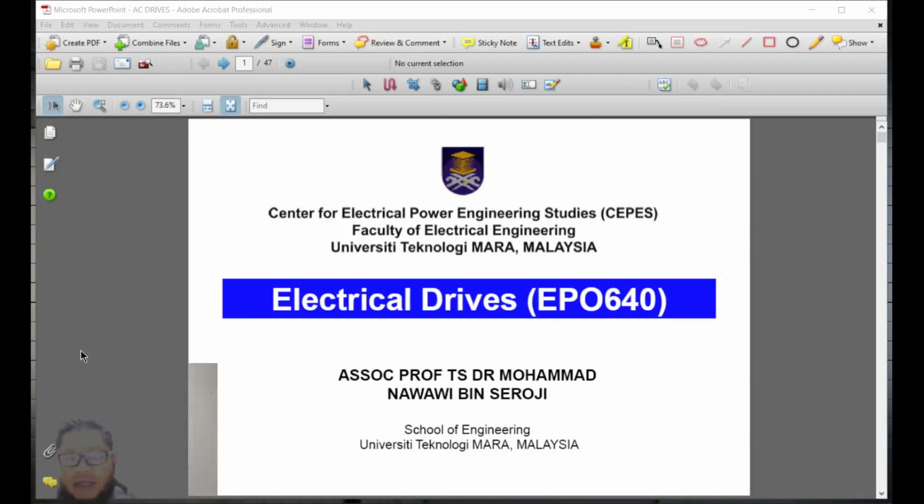rotates. So we're going to look into the fundamentals, the theory behind the rotation of the induction machines. And then we look into the circuit parameters and the equivalent circuit, because this is going to be used for the AC drive control.